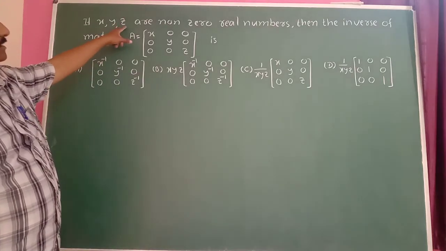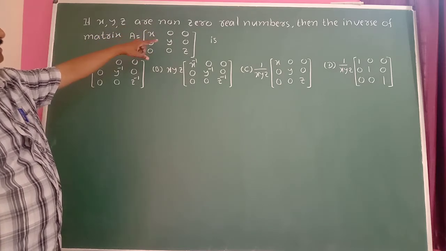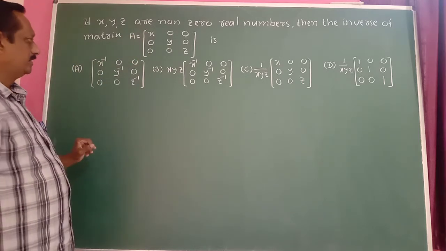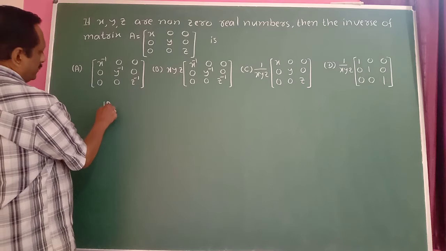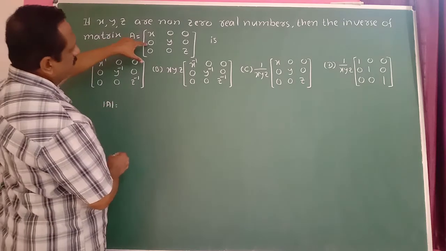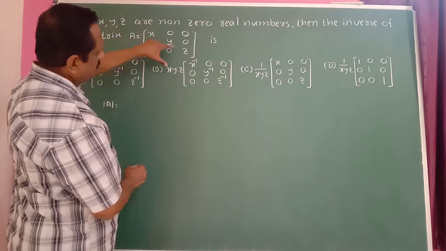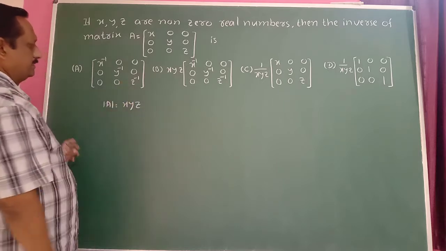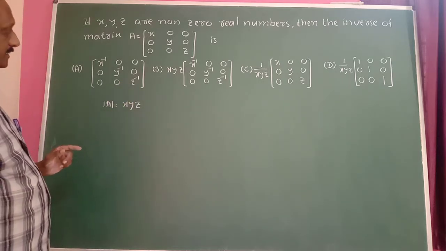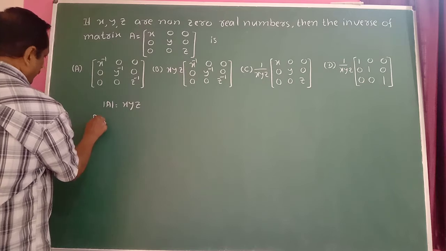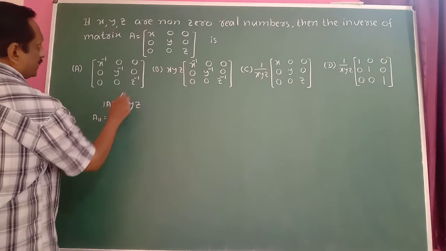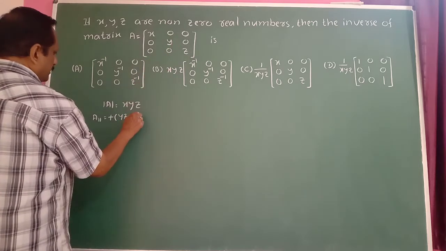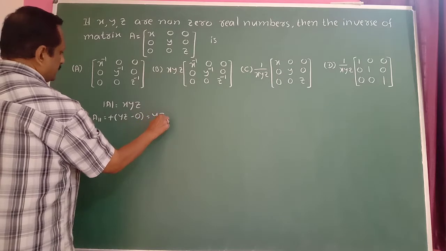If x, y, z are non-zero real numbers, then the inverse of the matrix A is equal to what? So first find the determinant of A. Here these three terms are 0, then obviously the determinant is the product of the diagonal elements: x, y, z. Then find the cofactors of each element. A11 is equal to plus y into z is yz, 0 into 0 becomes 0, hence it is yz.